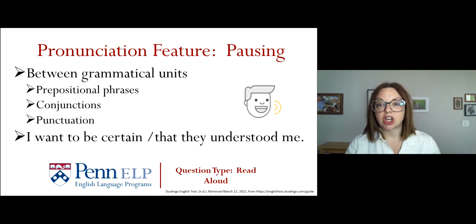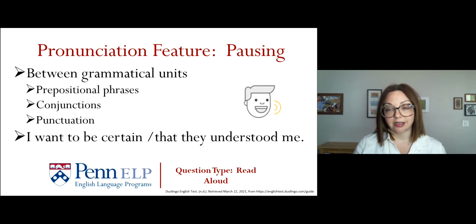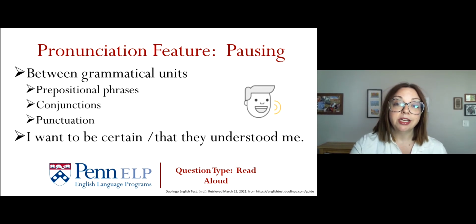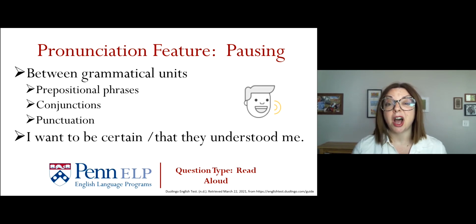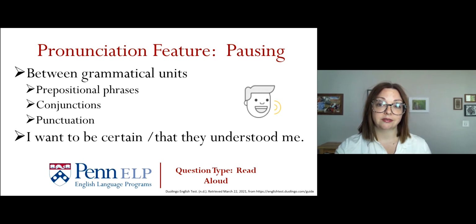Sometimes grammatical units are indicated with punctuation, like a comma. When you're reading and you see a comma, it's best to include a small pause. Our example sentence, unfortunately, we don't have any commas to help us, but we can see a place where a pause would be most effective. In other words, we can see two grammatical units.